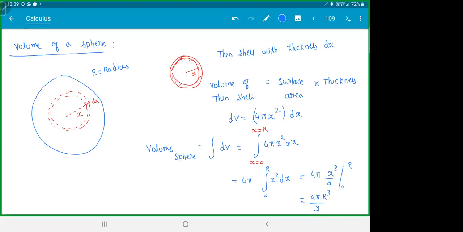All clear with this? Please see how we took an element. For a disk, the element is thin rings with dx thickness. For spheres, it is a thin shell, like an onion shell with small thickness dx.